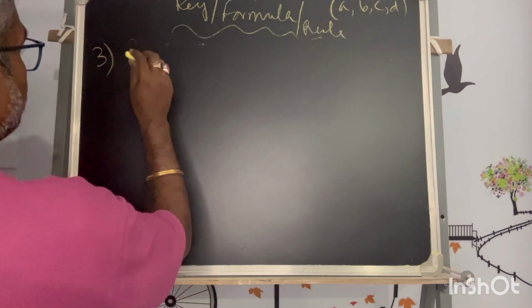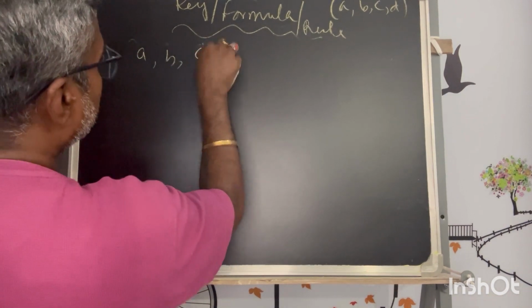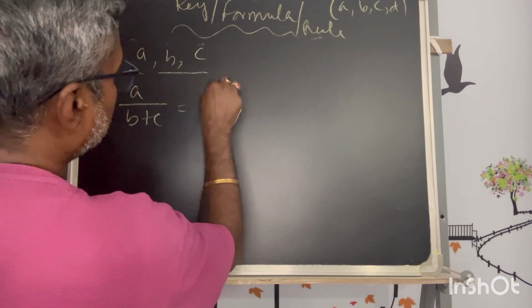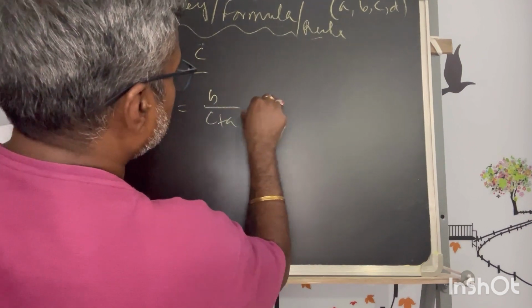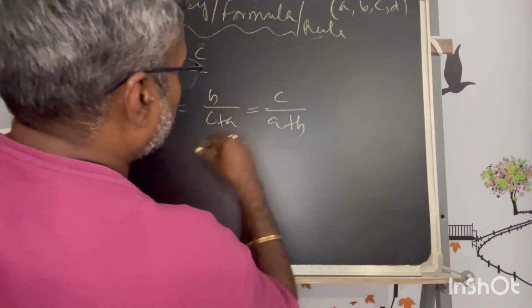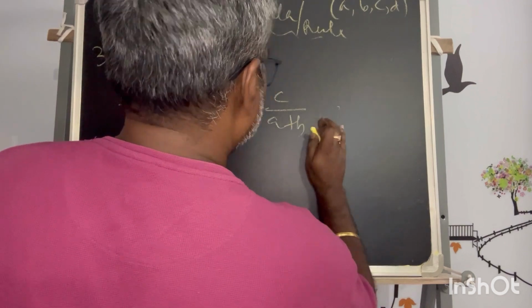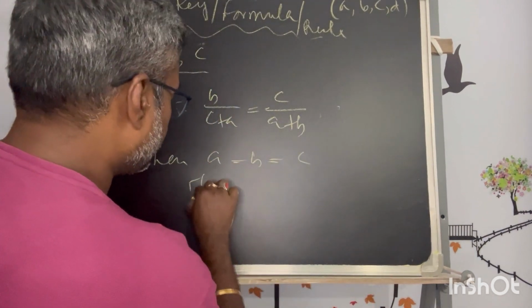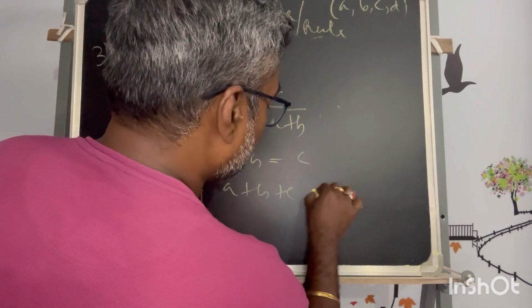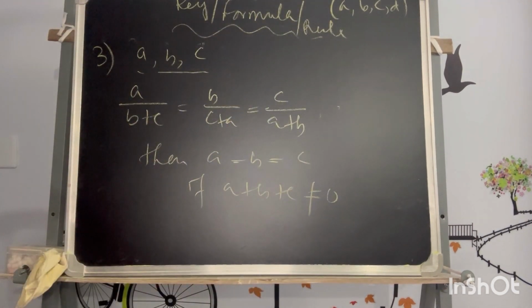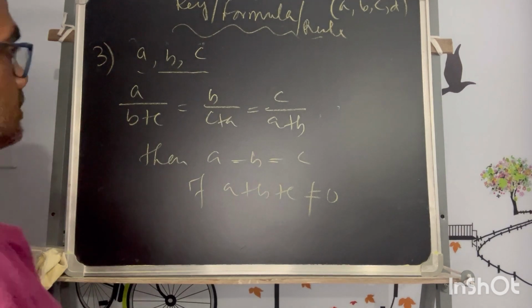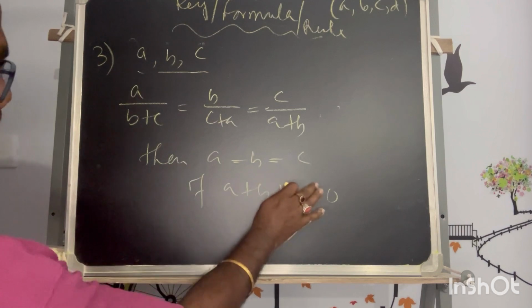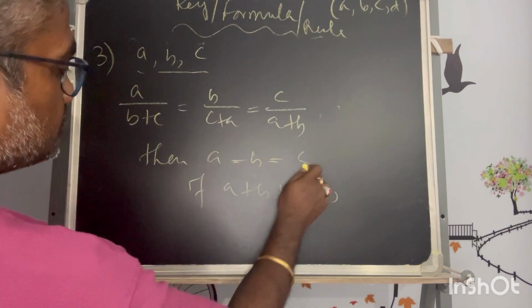Now, if there are three quantities A, B, C related in such a way that A by B plus C, B by C plus A, and C by A plus B are equal, then A is equal to B is equal to C, if A plus B plus C is not equal to 0. This is a different kind of relation, but this can be proved true. So if I am saying this, then A is equal to B is equal to C.